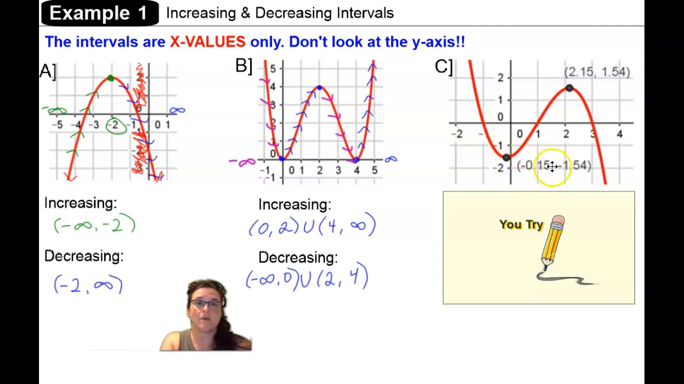In example C, we can see that the graph is decreasing from negative infinity to negative 0.15, the x coordinate of this relative minimum. And then it picks up again, decreasing from 2.5 off to positive infinity. It's increasing in between, so the function increases over the interval negative 0.15 to positive 2.15.